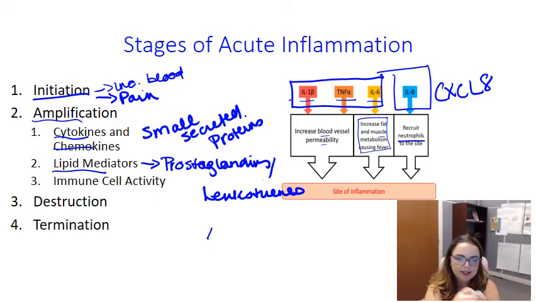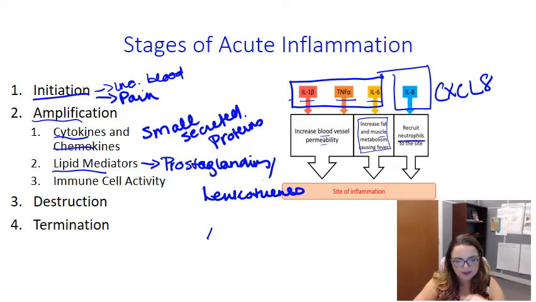Leukotrienes and prostaglandins can increase vascular permeability again, which leads to further infiltration of immune cells to the site of inflammation. So it's really helpful. They can also lead to vasodilation, increased capillary permeability, pain, fever. You get the story at this point.